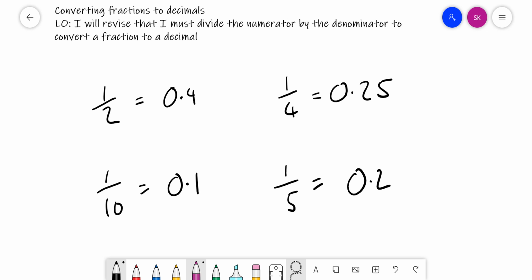These things I would expect you to know just off the top of your head without having to do any calculations. If you don't know them, you need to learn them off by heart. So make a quick note of them, write them down, and when you're ready to keep watching, press play.